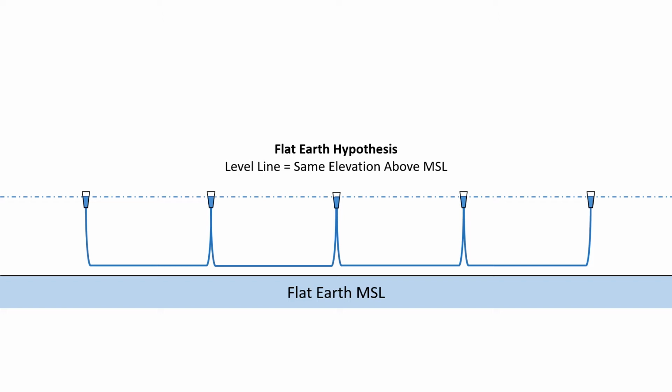Bev says that if you have a series of water levels, each one will be at the exact same elevation based on mean sea level. Therefore, if the Earth is flat, a level line intersecting these water levels would be a perfectly straight line. And I agree with Bev. If the Earth is flat, this is what we would see.